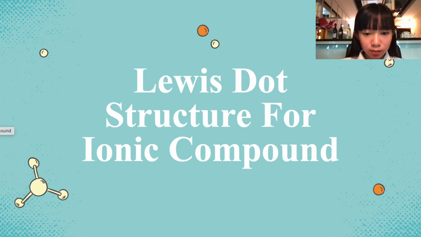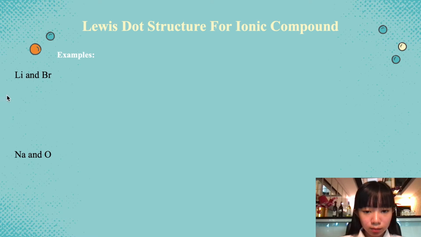Next, I will be discussing the Lewis dot structure for ionic compounds. For example, we have lithium and bromine. We'll first write down each atom's electron configuration. We'll start from lithium. Lithium has an atomic number of 3, so the electron configuration for lithium is 2, 1, which makes the valence electron of lithium 1.